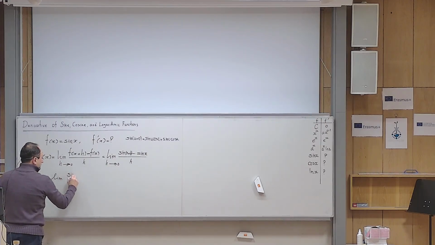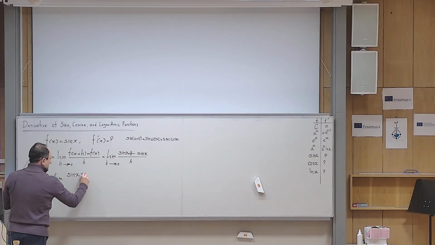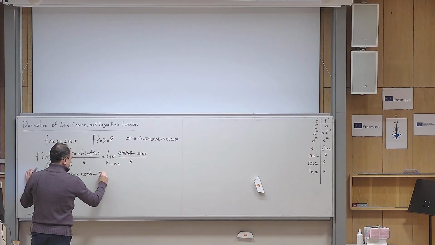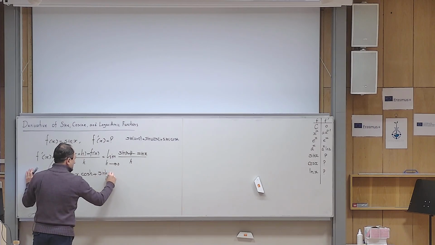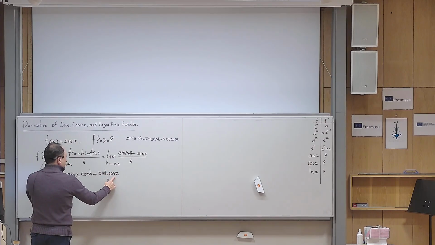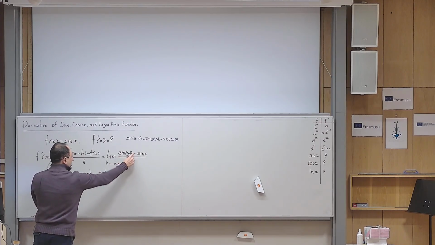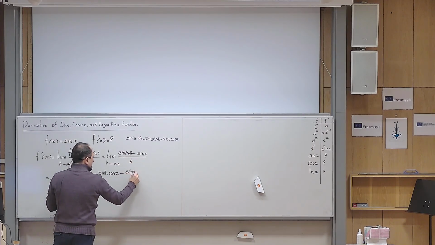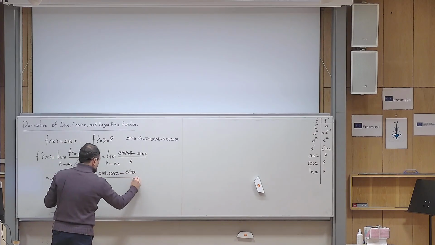Sine of the first one, in this case x, cosine of the second one, plus the other way around, sine of the second one, cosine of the first one. This is what I have written for the first term. Then I have a minus sign. Then I have my sine function. So I copied and pasted that part and then divided by h.